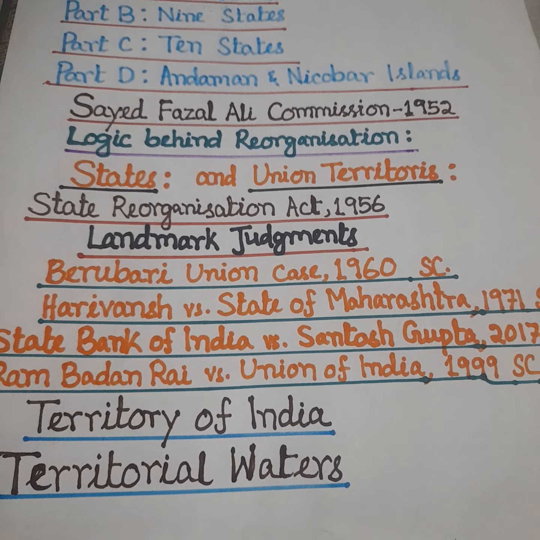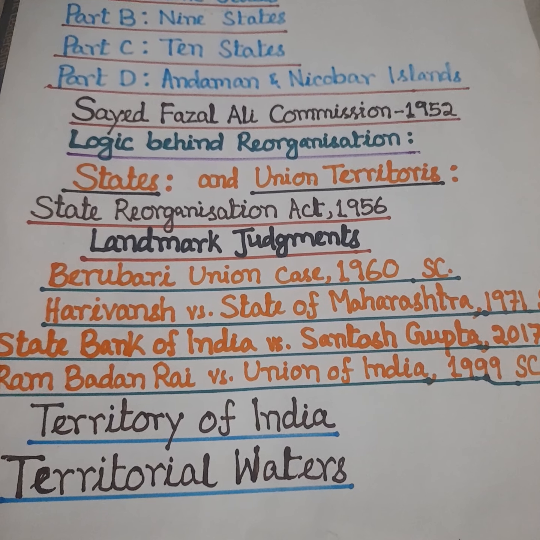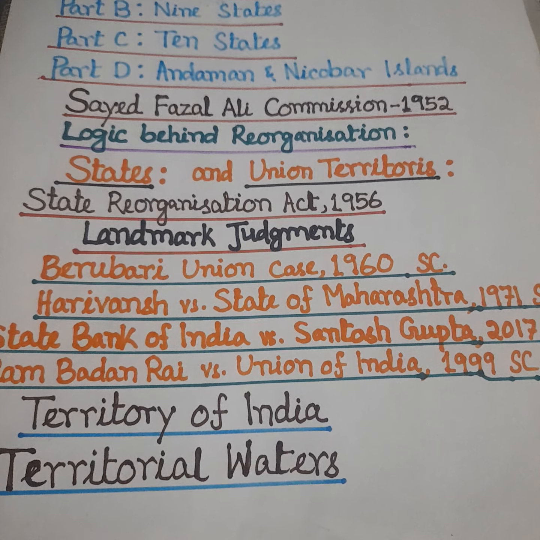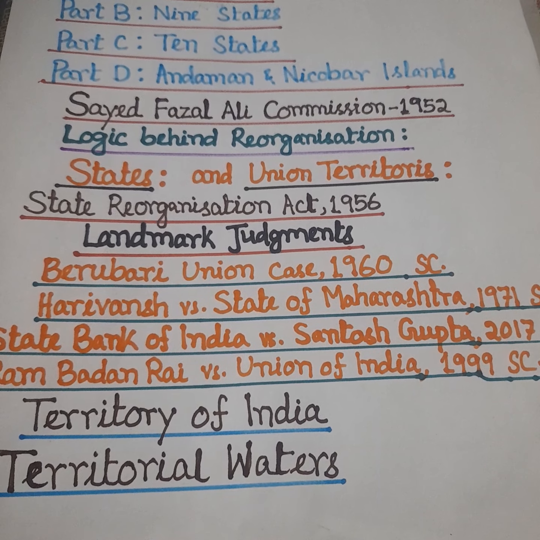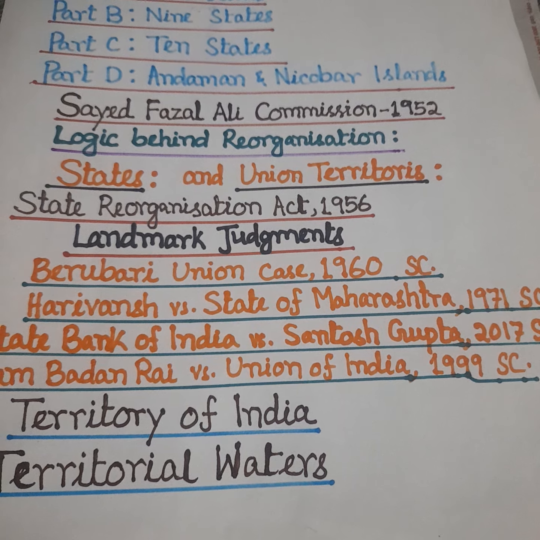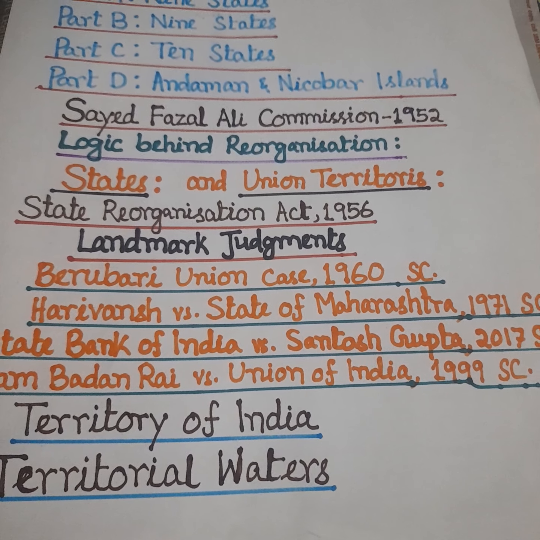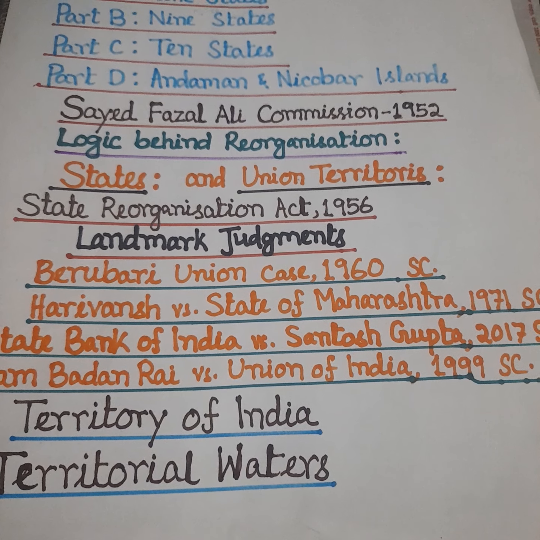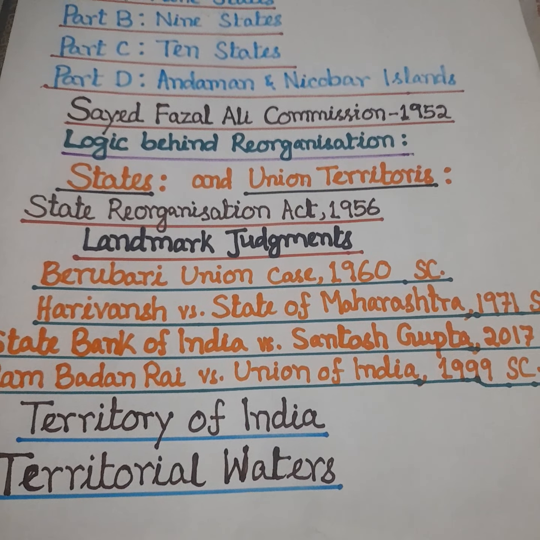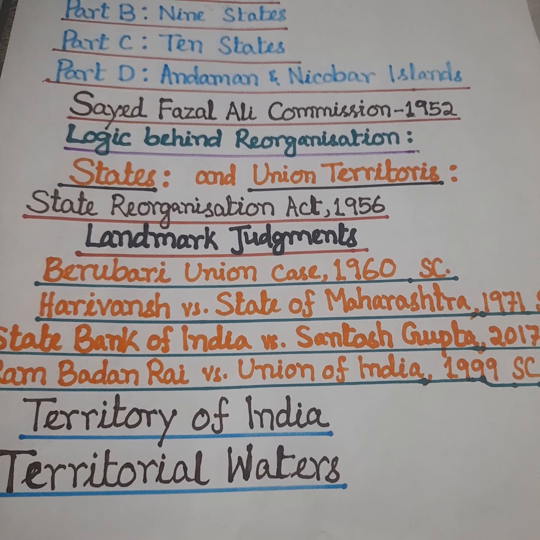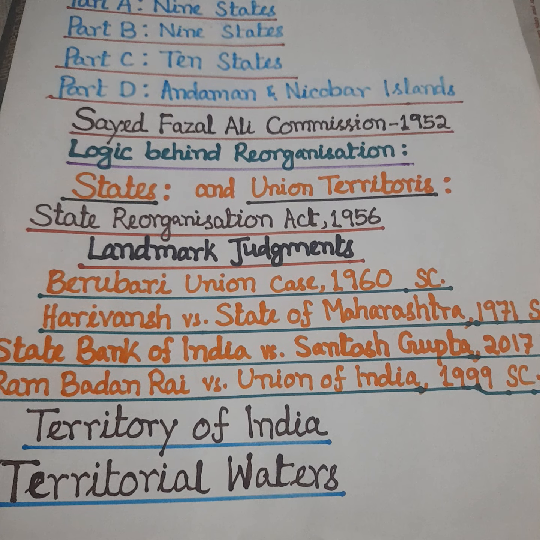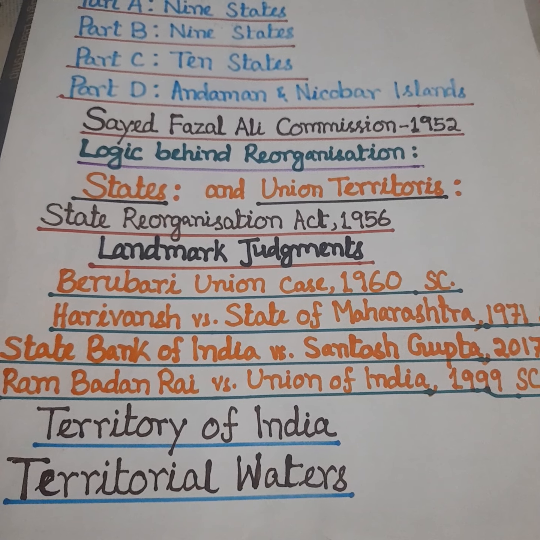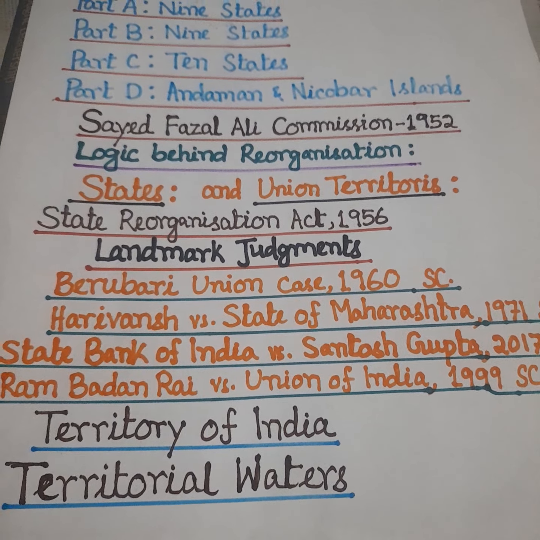So, Puducherry, which was a colony of France, became a part of India between 1954 and 1962, and was given the status of a union territory. So the Portuguese enclaves of Goa, Daman and Diu, and Dadra and Nagar Haveli were acquired by India and given the status of union territory in 1962.